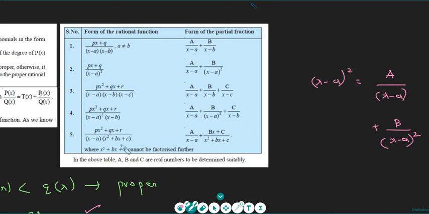And the last one is a little bit tricky: px squared plus qx plus r divided by x minus a times x squared plus bx plus c. For x minus a, a simple linear term, we can give a simple constant. But x squared plus bx plus c cannot be further factorized. So for that we have to write capital Bx plus C over that same term.